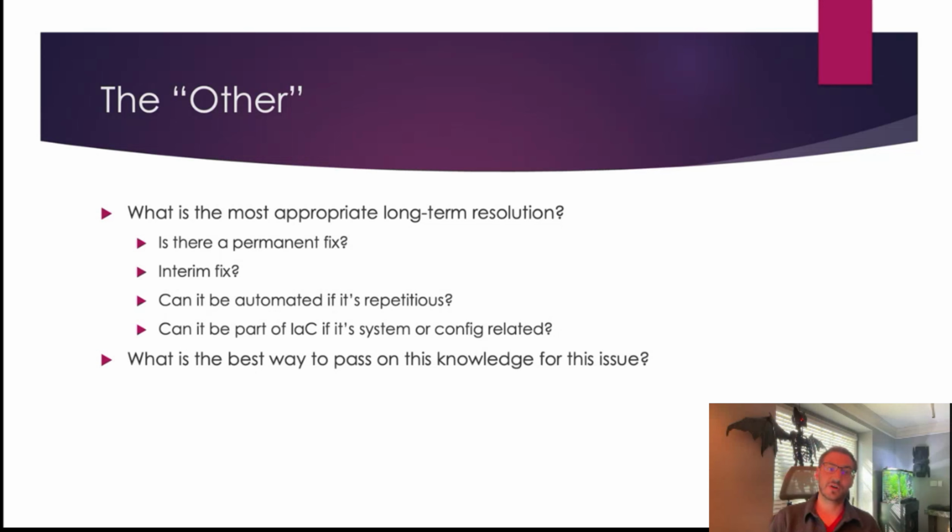Can it be part of our infrastructure as code or config related in some capacity? Is it something that we can just implement at a ground layer so that new deployments aren't affected? And this is especially applicable to new environments being built that may experience an issue right out of the gate, right? And then what's the best way to pass on this knowledge for this issue? Maybe it's just as simple as people need to share this information among their team, maybe through team notes or a Confluence page or just conversation and education among each other.